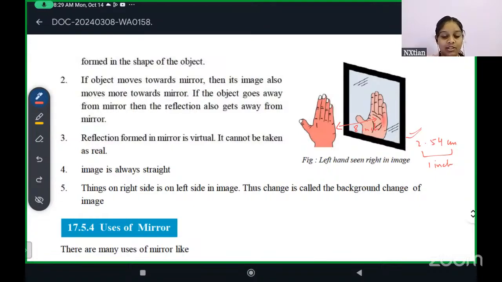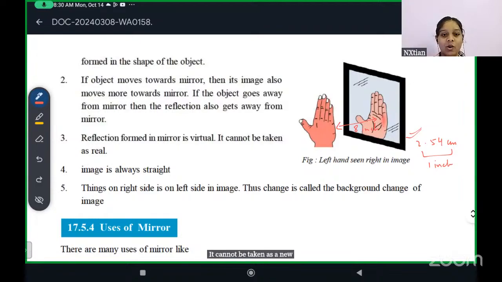Yes, you can do it using your camera. You can see that. Okay, you move it close. Imagine in the camera or the mirror, it will move close. Take it far, here also it will go far. Reflection. Okay. Then reflection formed in a mirror is virtual. It cannot be taken as real.